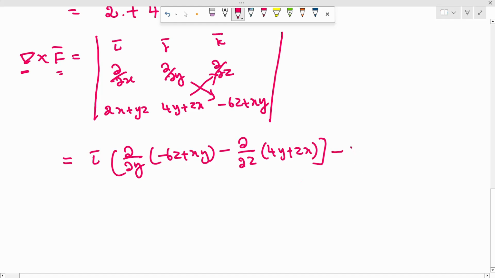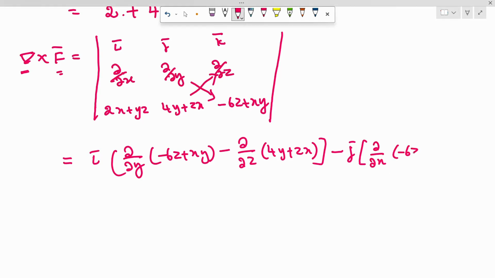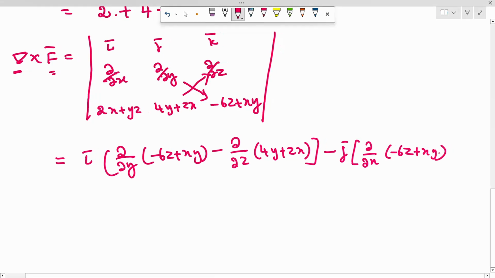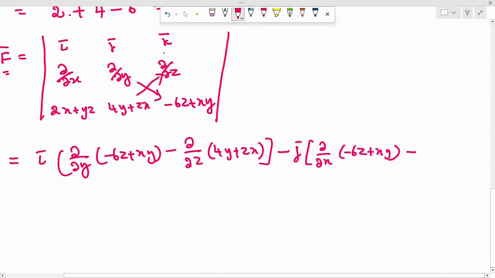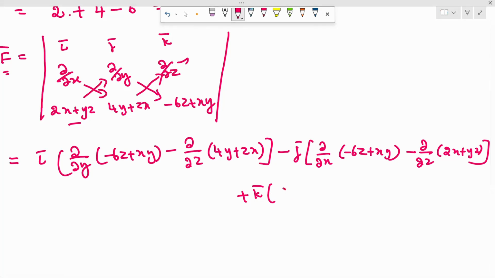In the second term, here also you have to add one negative sign: minus j vector into dou by dou x into (−6z + xy) minus dou by dou z, this into this, dou by dou z of (2x + yz), plus k vector into this into this, this into this: dou by dou x of (4y + zx) minus dou by dou y of (2x + yz). Already you know very well how to expand the determinant.